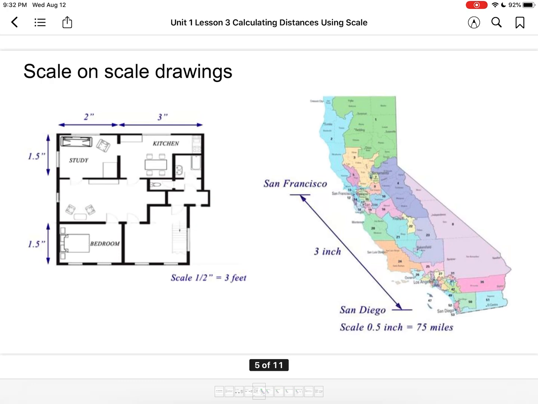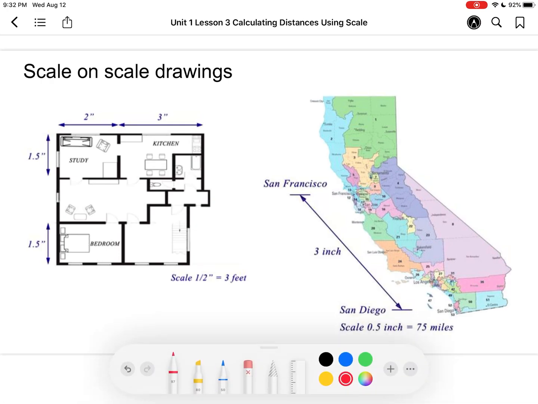So usually you'll see the scale at the bottom of a scale drawing. Here we have a scale on a floor plan of an apartment. And in this scale, a 1/2 inch represents 3 feet. And on the right-hand side over here, we have a scale on a map of California. In this case, 1/2 inch represents 75 miles.